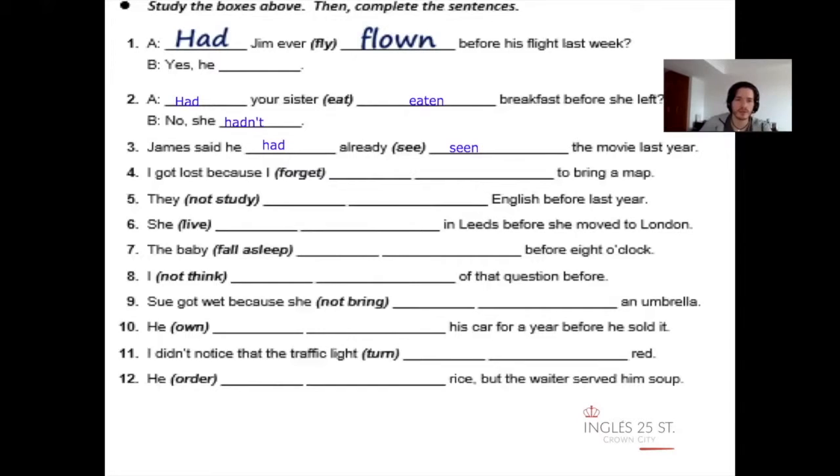I got lost because I had forgotten. Is it with 2 T's? Yes, right. Okay, but it says forgotten. Of course. Yes, don't worry. Okay, forgotten to bring. I got lost because I had forgotten to bring a map. Okay, very good. Okay, so number 5, Maria.